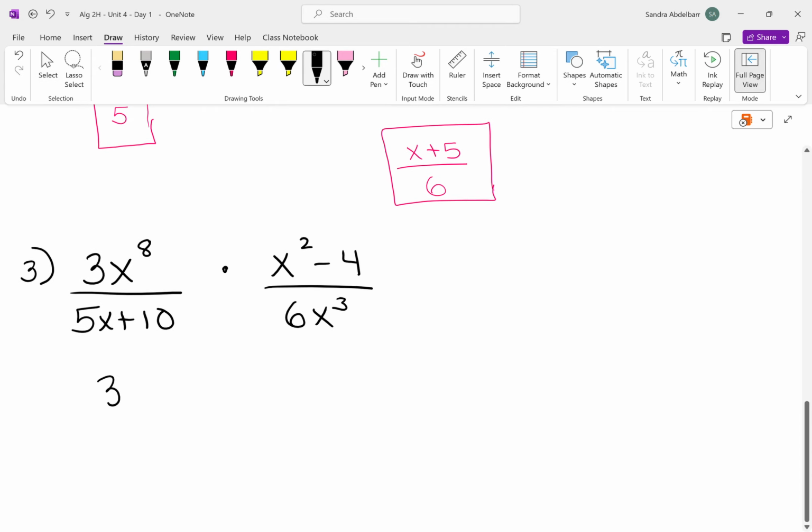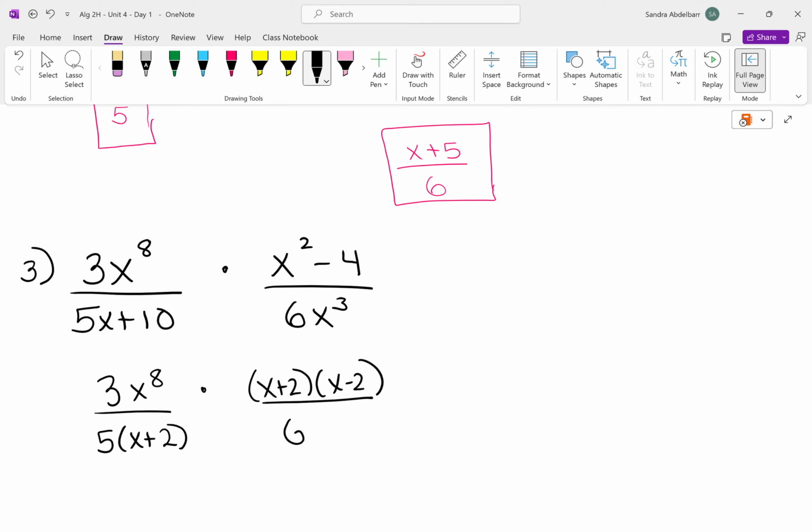Okay, so I'm going to leave the 3x to the 8th by itself. I'm going to pull out a 5, so then we're left with 5 times the quantity of x plus 2. Second numerator, that's a difference of squares, so we get x plus 2, x minus 2, and I'm going to leave the 6x cubed in the denominator. So now I'm going to try to cancel as much as I can. The x plus 2 and the x plus 2 cancel.